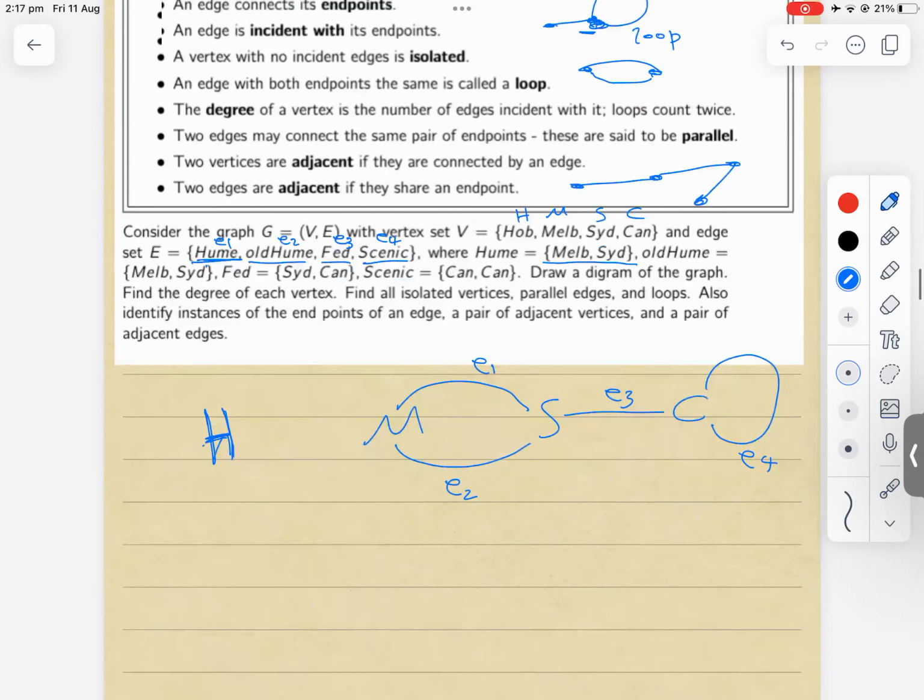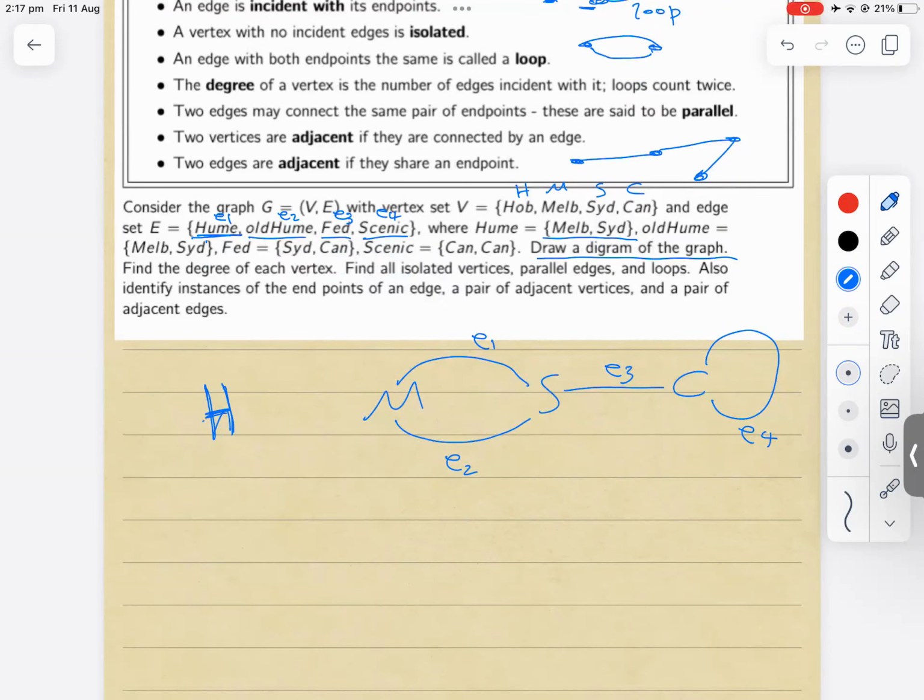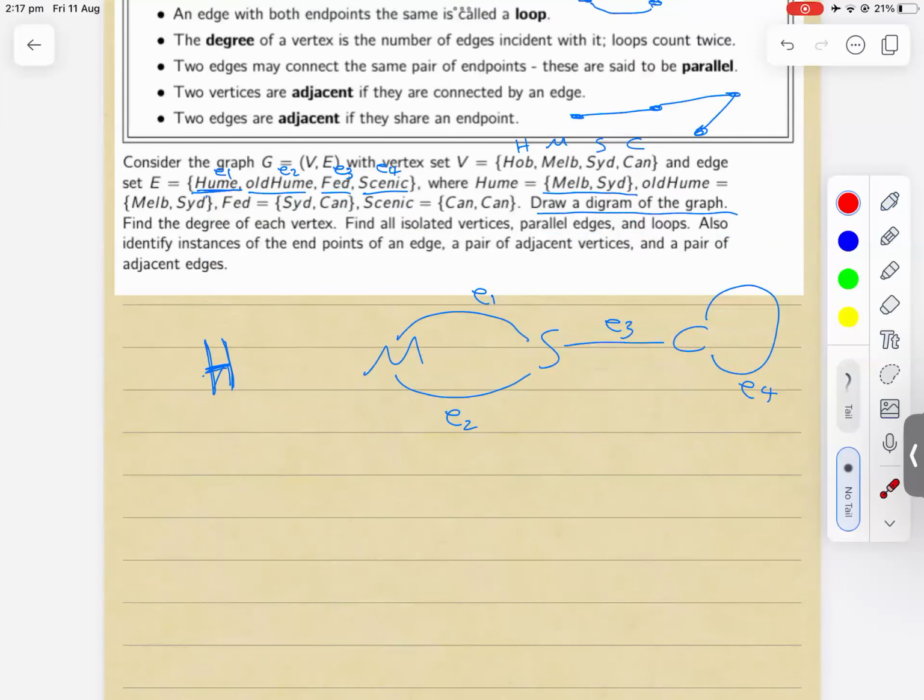All right, draw the diagram of what we just did. Find the degree of each vertex, find all isolated vertices, parallel edges, and loops. Also identify instances of the endpoints of an edge, and a pair of adjacent vertices. Okay, so you can do this.